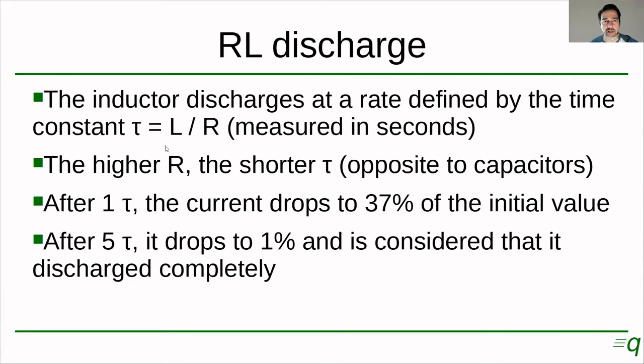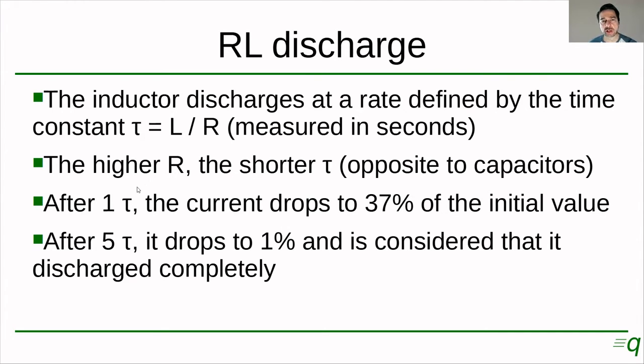Now, the time constant is calculated as L over R, okay? And this has units of seconds. If you recall, when we studied capacitors, the time constant was the capacitance times the resistance. So a higher resistance meant a longer time constant. With inductors, the opposite happens. The higher the resistor, the shorter the time constant. Okay, so that's the main difference between the time constant in inductor circuits and the time constant in capacitor circuits.